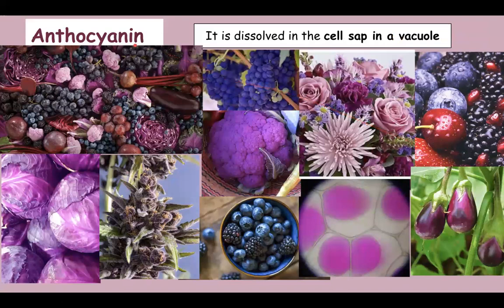The pigment anthocyanin imparts a blue, violet, or pink color to various plant parts. You can see the various fruits and vegetables which are pink and purple. It is present dissolved not in any of the plastids, but in the cell sap of the vacuole. This you already studied. The cell sap dissolves this pigment, imparting the blue, violet, purple color to the plant part.